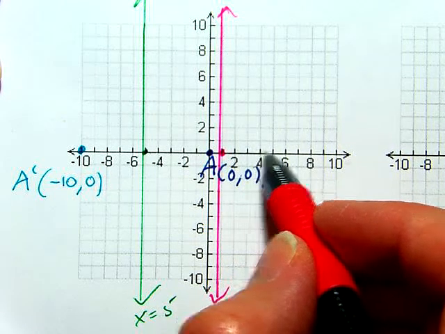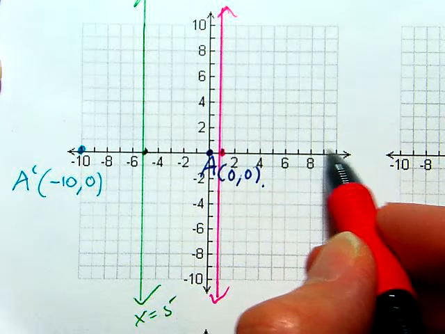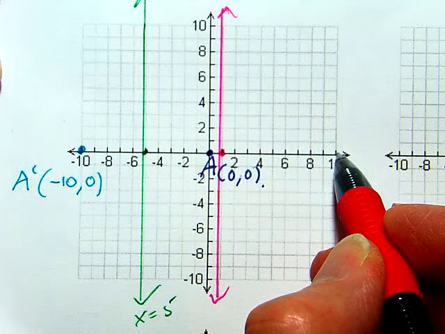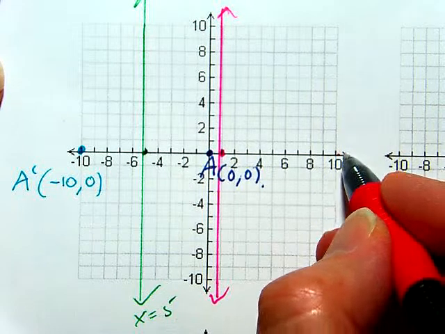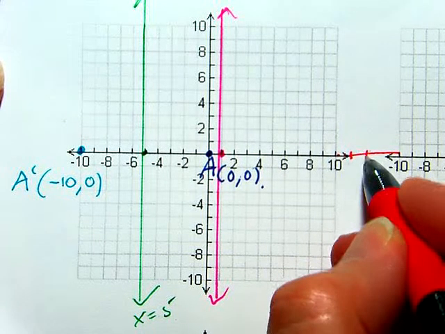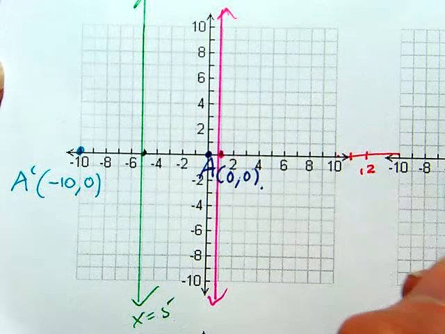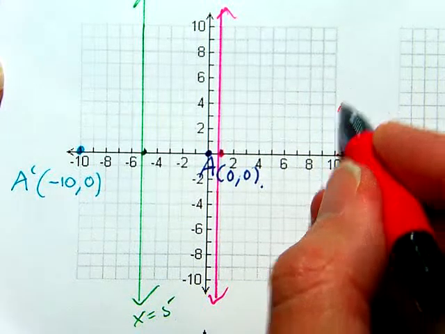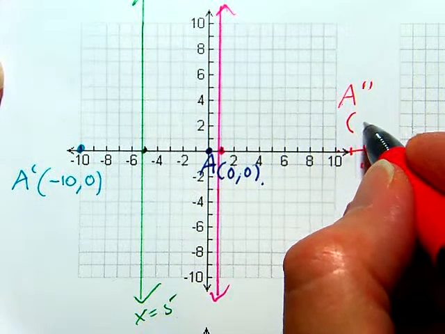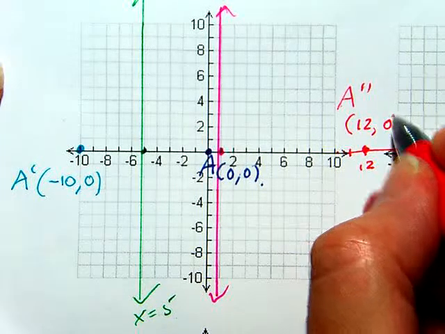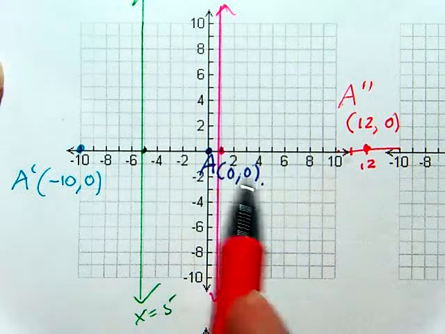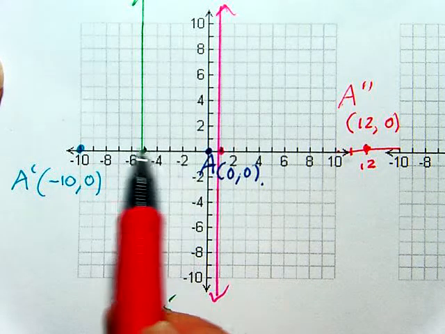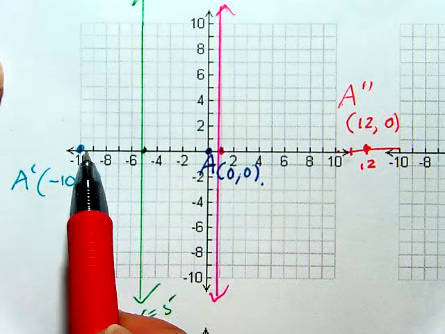1, 2, 3, 4, 5, 6, 7, 8, 9. We've still got 2 more points to go. I have to draw them in. 10, 11. Okay, that would have been x equals 12 there. So A double prime would be 12, 0. Again, this was 11 points to the left, and this has to be 11 points to the right of x equals 1, which would be x equals 12.